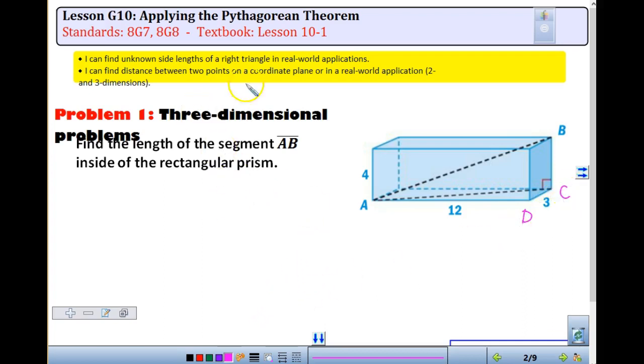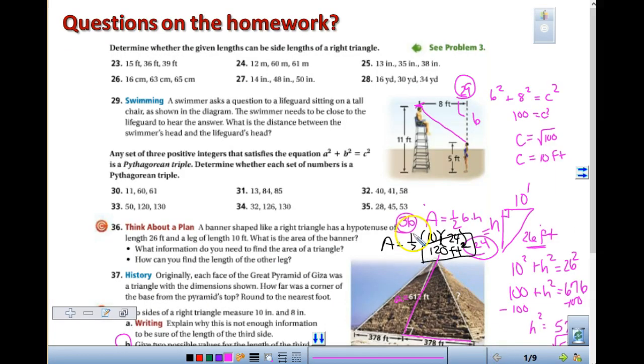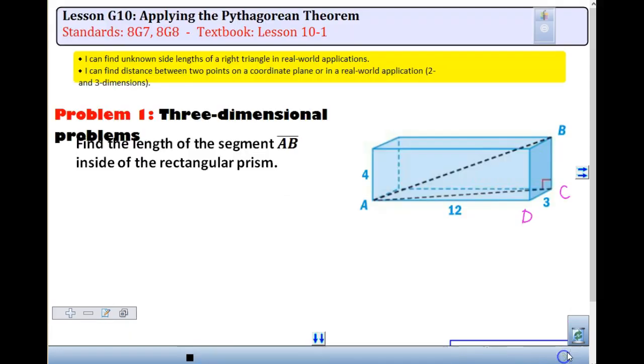Okay? So when we are applying our Pythagorean theorem, just like you were doing these application problems, number 29 was an application, 36, 37, 38, those were all applications in our homework from last night. This one also. When you look at this picture, the first thing you want to do is find the length from A to C. So in order to find A to B, first step, please put down, you need to find the length from A to C.